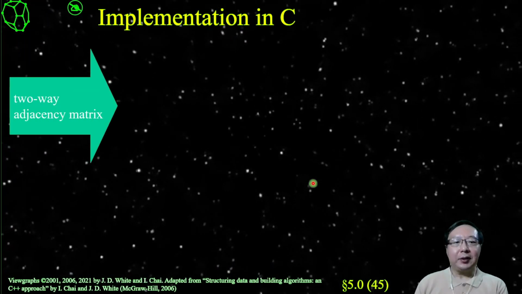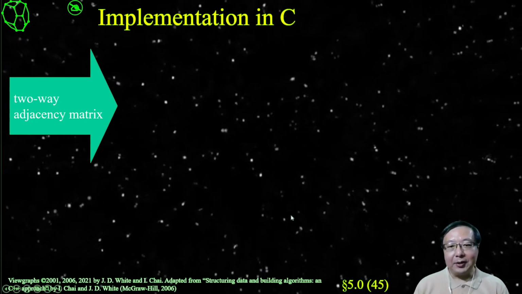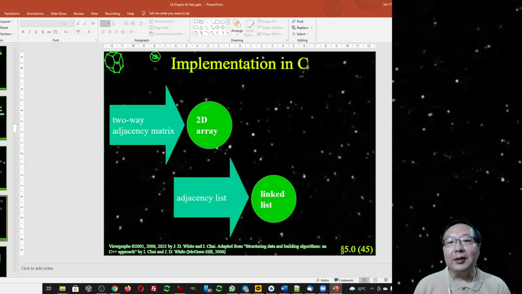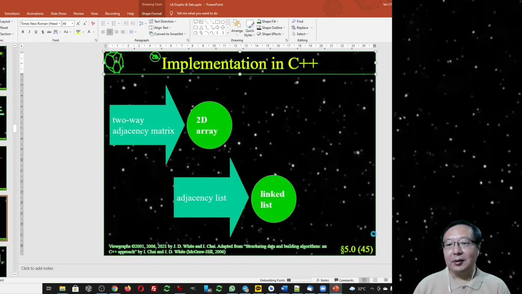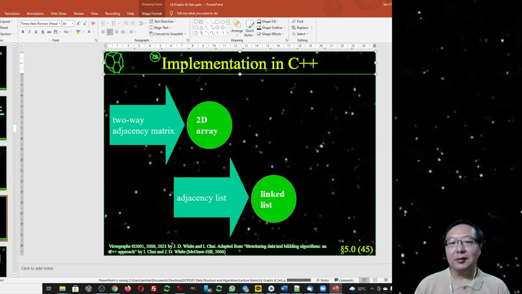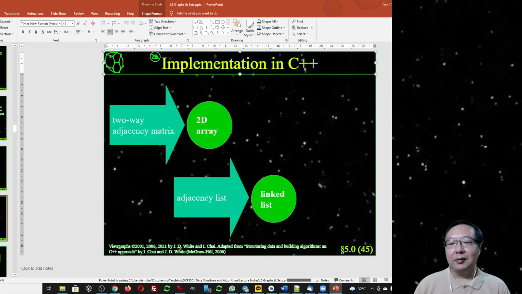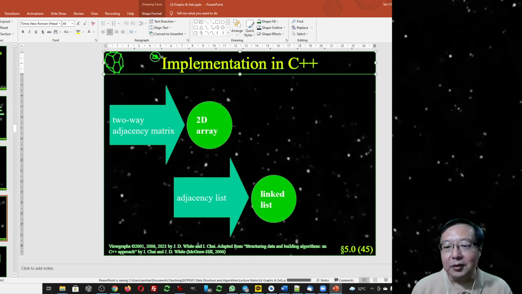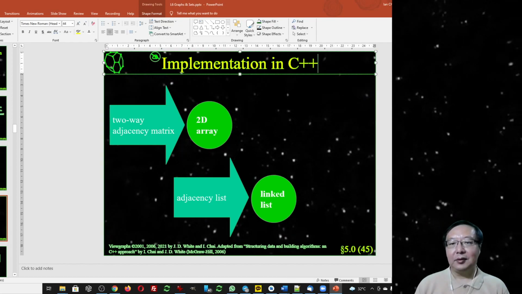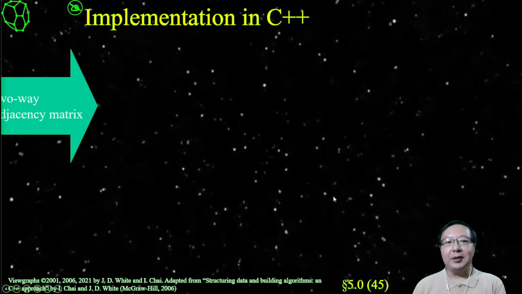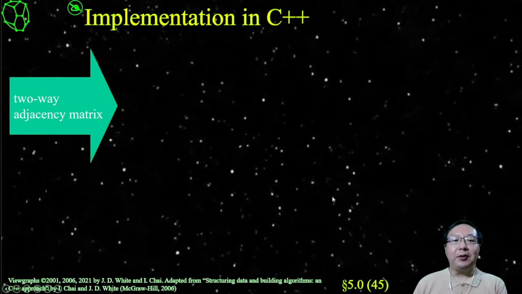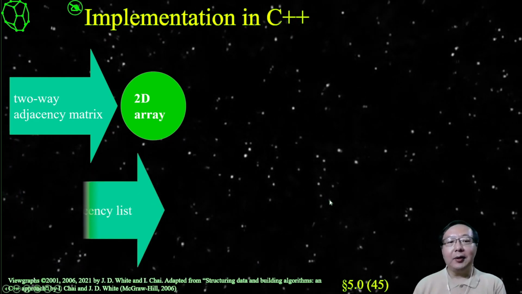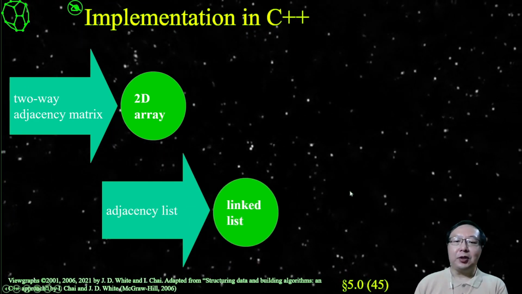So implementation in C, well actually C++, I forgot to change that to C++. Okay, implementation in C++. You can implement using a two-dimensional adjacency matrix, which means that we use a 2D array. Or we can use an adjacency list, which means we use linked lists.